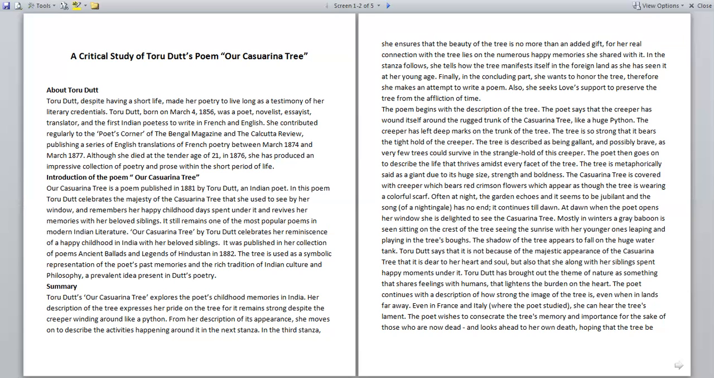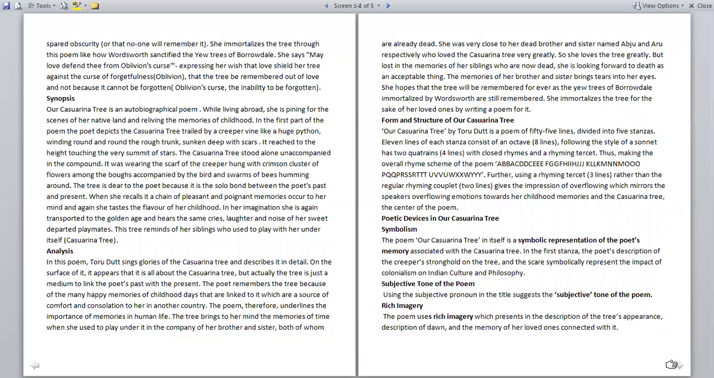The poet wishes to consecrate the tree's memory and importance for the sake of those who are now dead, and looks ahead to her own death, hoping that the tree be spared obscurity or that no one will remember it. She immortalizes the tree through this poem, like Wordsworth sanctified the yew trees of Borrowdale. She says, "May love defend thee from oblivion's curse," expressing her wish that love shield her tree against the curse of forgetfulness, that the tree be remembered out of love and not because it cannot be forgotten.